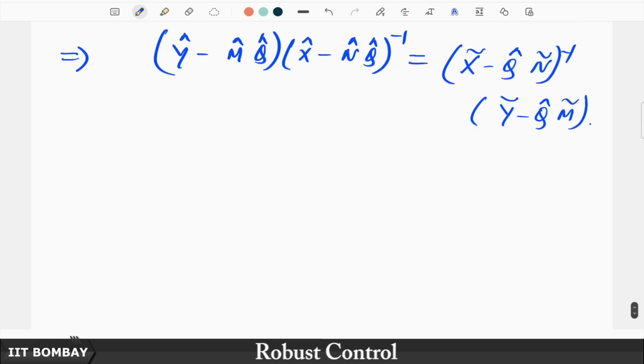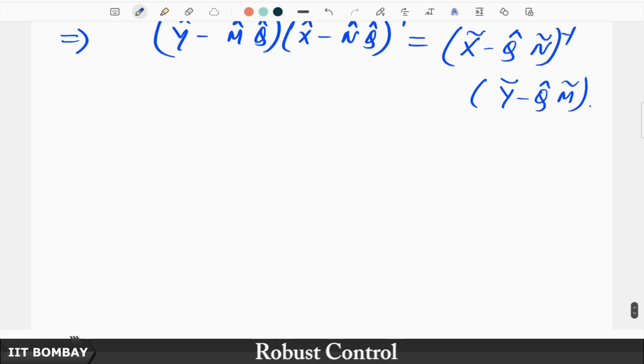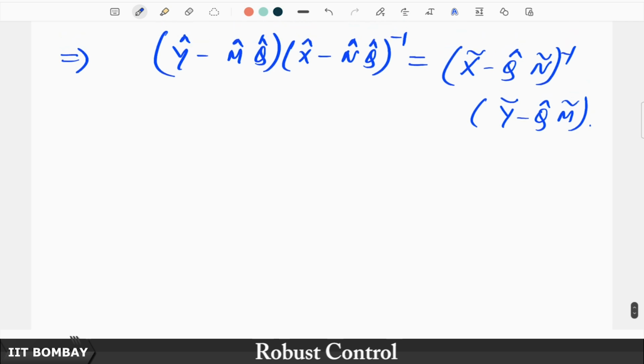But the fundamental question remains, what is the guarantee that this stabilizes the system in the first place? So, how do we prove that? This co-prime factorization exists, but what is the guarantee that it stabilizes?